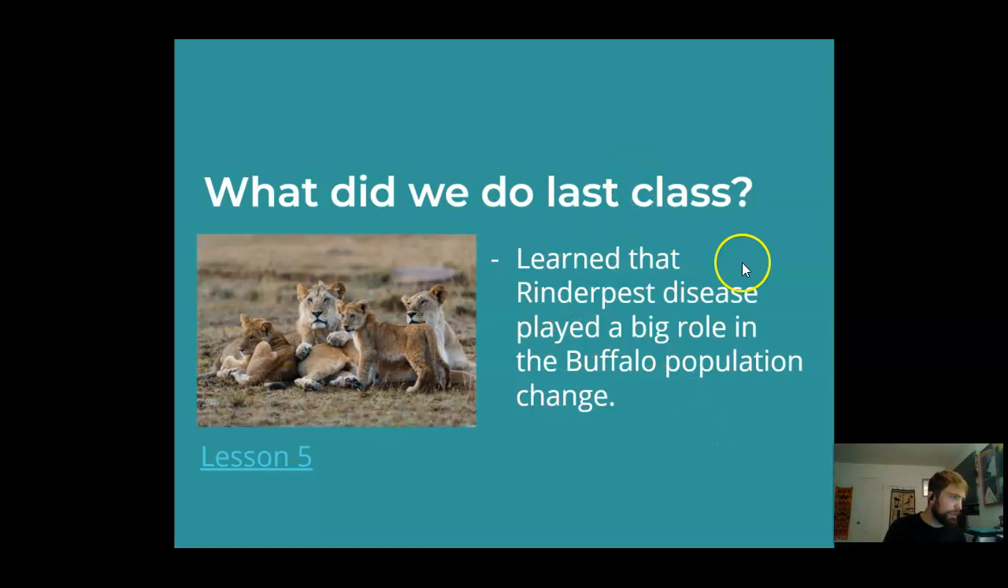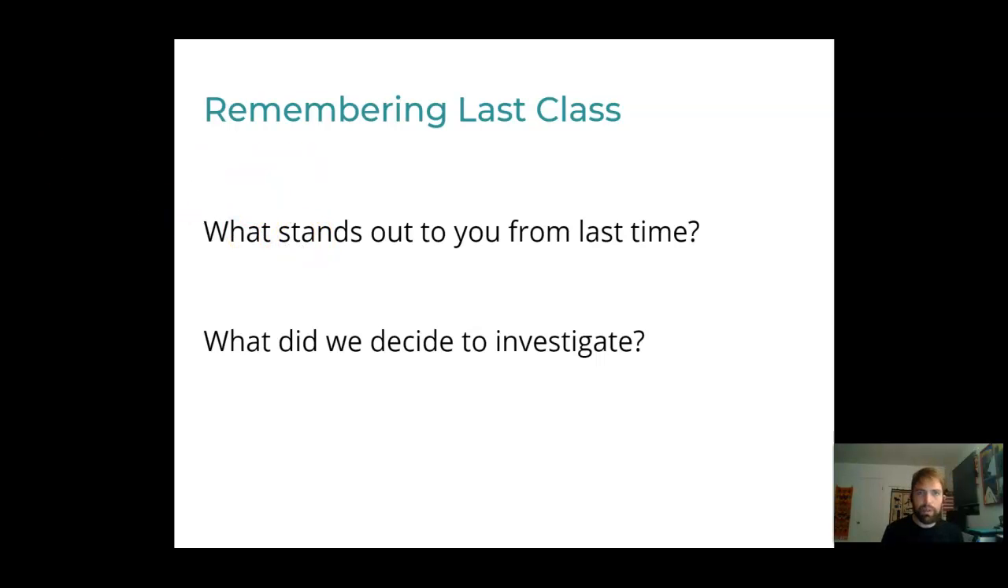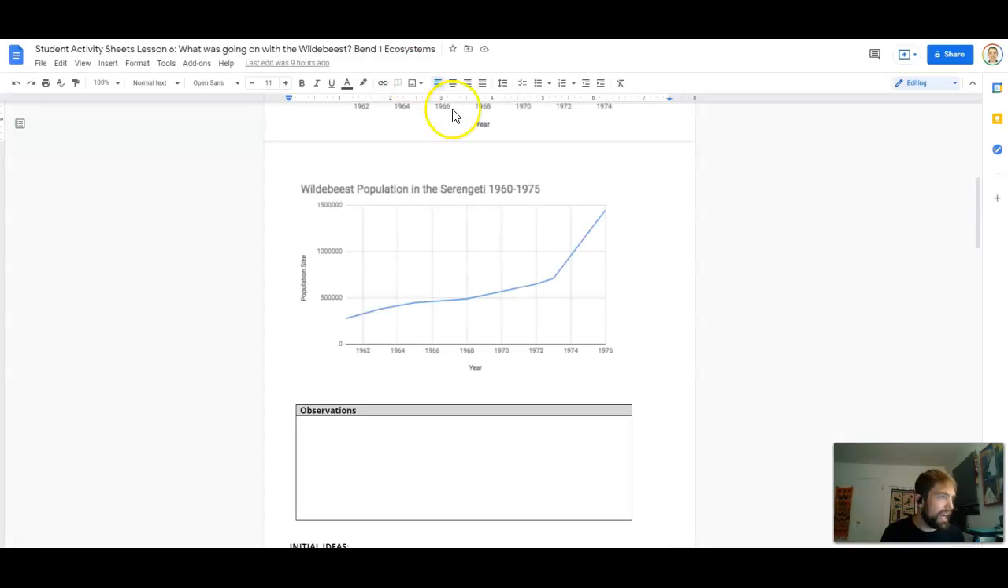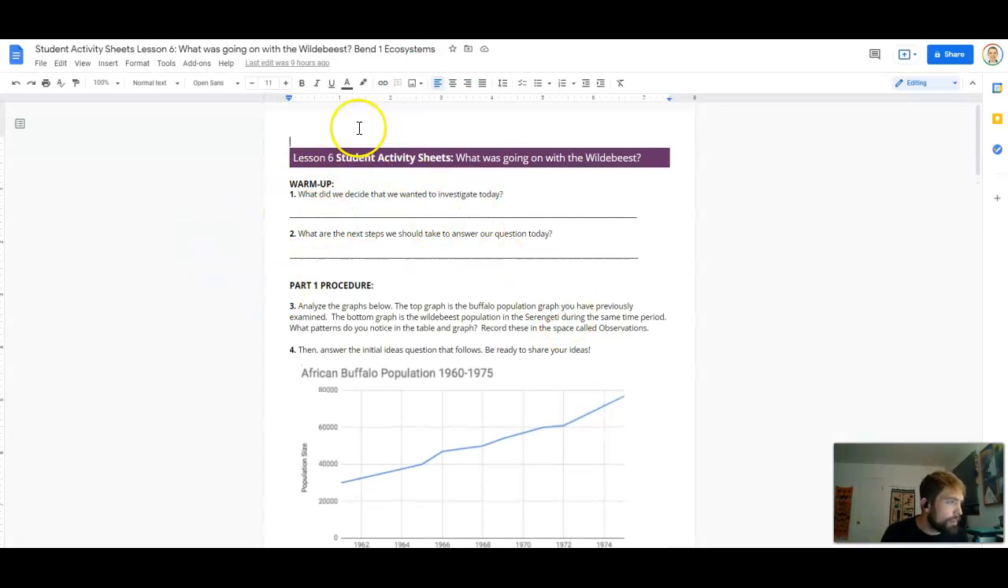Last class, if you remember, we learned that rinderpest disease played a big role in the buffalo population range due to that reading we did, the New York Times reading, and you made the timeline and notes for that. And so you should have the student activity sheet up. Like most classes, today I want you to start by the warm-up questions. So what did we decide that we wanted to investigate today? And what are the next steps we should take to answer our question today?